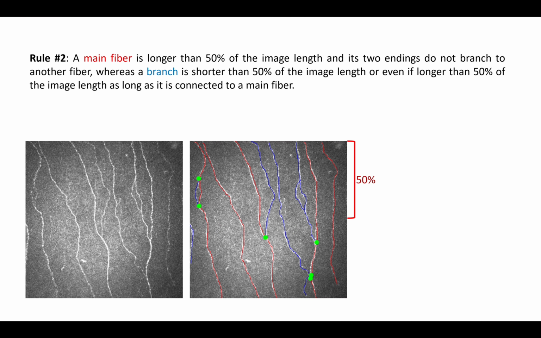Rule 2. A main nerve fiber is longer than 50% of the image length and its two endings do not branch to another fiber, whereas a branch is shorter than 50% of the image length, or even if longer than 50% of the image length, as long as it is connected to a main fiber.